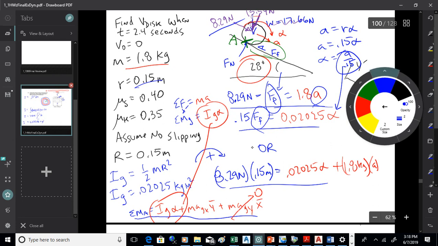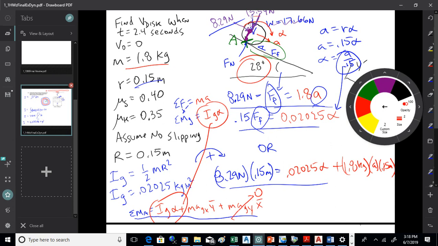And what that's doing is just going from A up to the center of gravity right there. So that's 0.15, 0.15 meters, like so. Okay. Do you use that a = Rα if it's slipping or not slipping? This equation would work regardless.